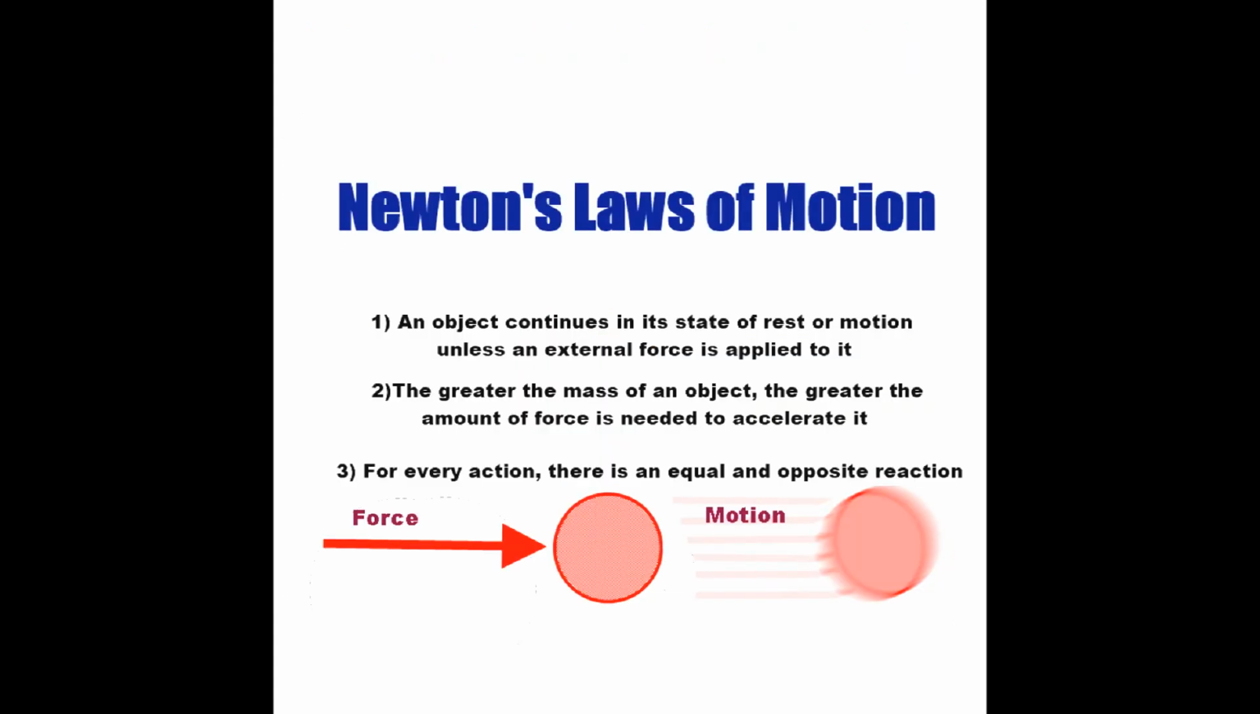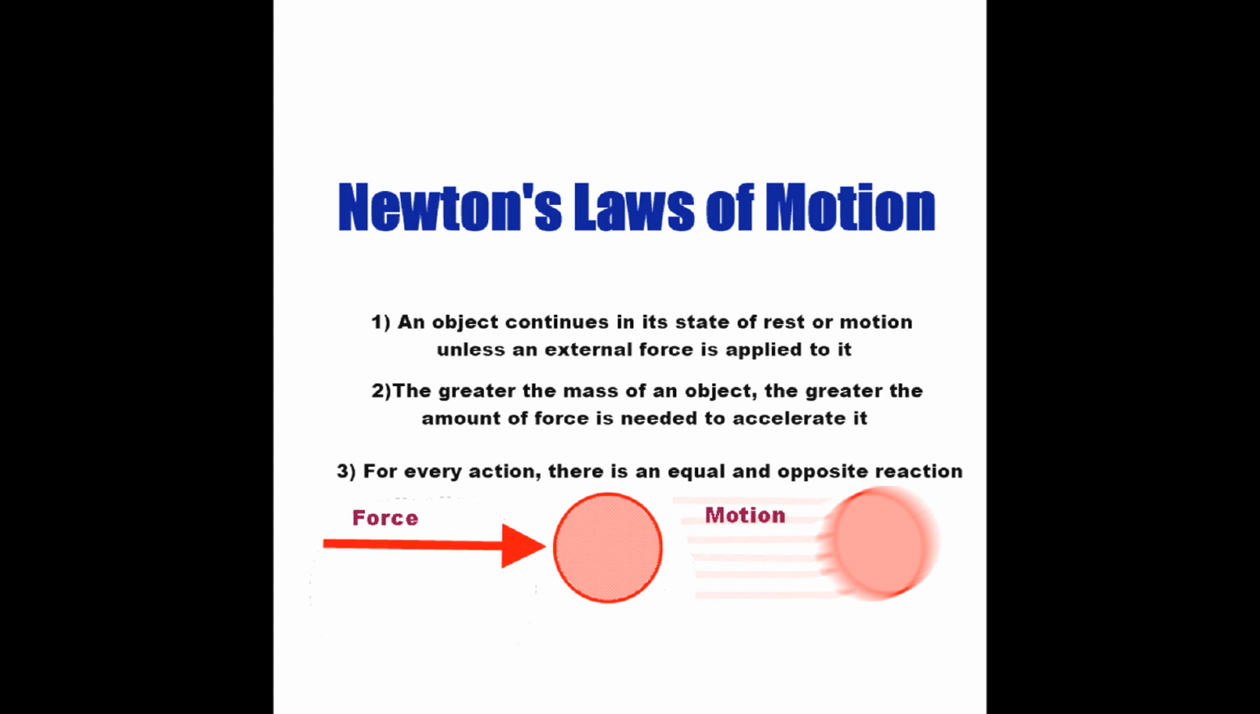And the final thing that we want to cover is Newton's laws of motion. And there are three of them. The first one is an object continues in its state of rest or motion unless an external force is applied to it. So that's the first law, and that is known as inertia.